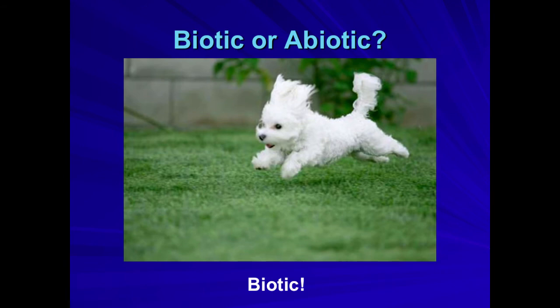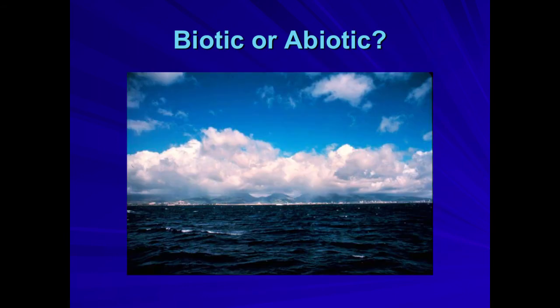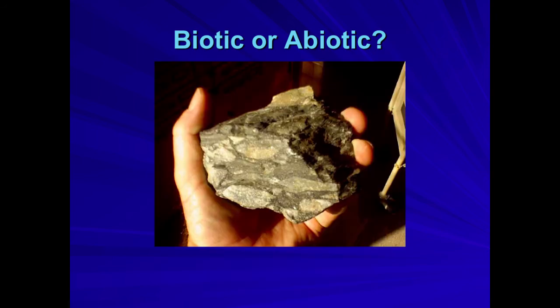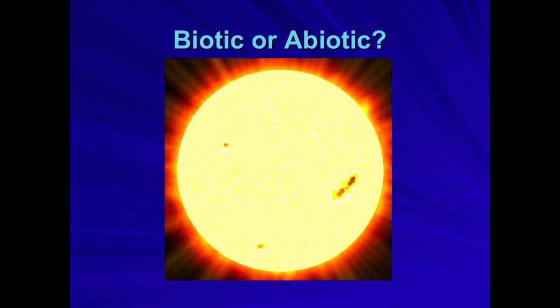The answer is biotic. Dogs are living. What about the grass? That's biotic too. The ocean or the clouds, whichever one you want to look at, biotic or abiotic? The answer is abiotic. Water, clouds, air is not living. A mushroom, biotic or abiotic? Biotic. A rock, abiotic. The sun. Lord knows we couldn't live without the sun, but the sun itself is abiotic.